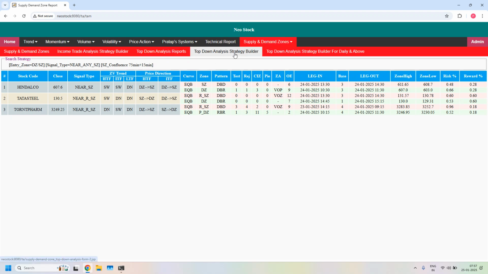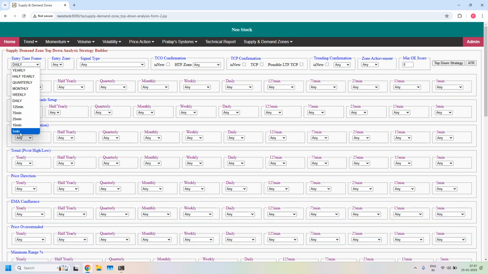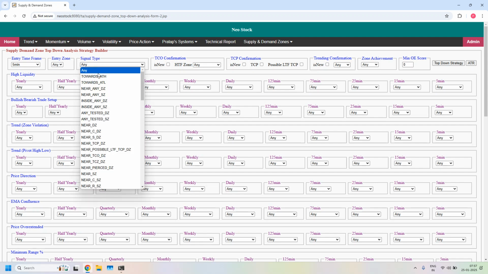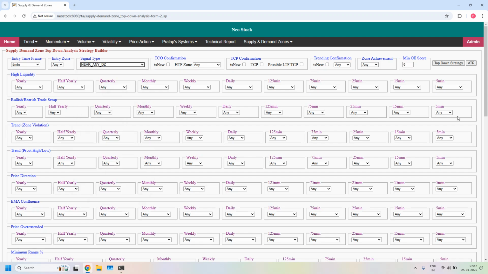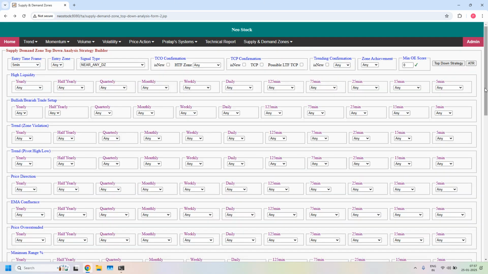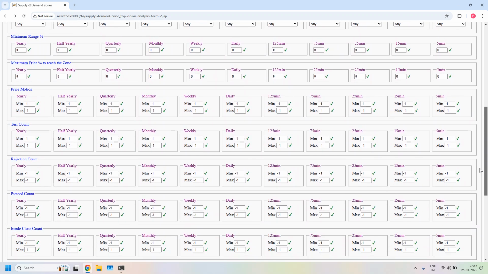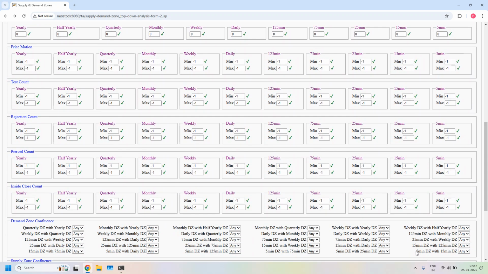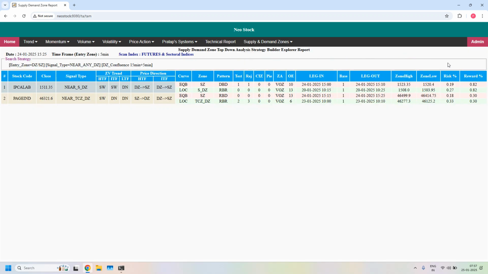Okay, next time frame is 5 minutes. Stocks near 5 minutes demand zone. We got 11 stocks. Let's verify how many of these stocks are having ITF demand zone Confluence. That is 5 minutes and 15 minutes demand zone Confluence. I am enabling the filter. We got 2 stocks.